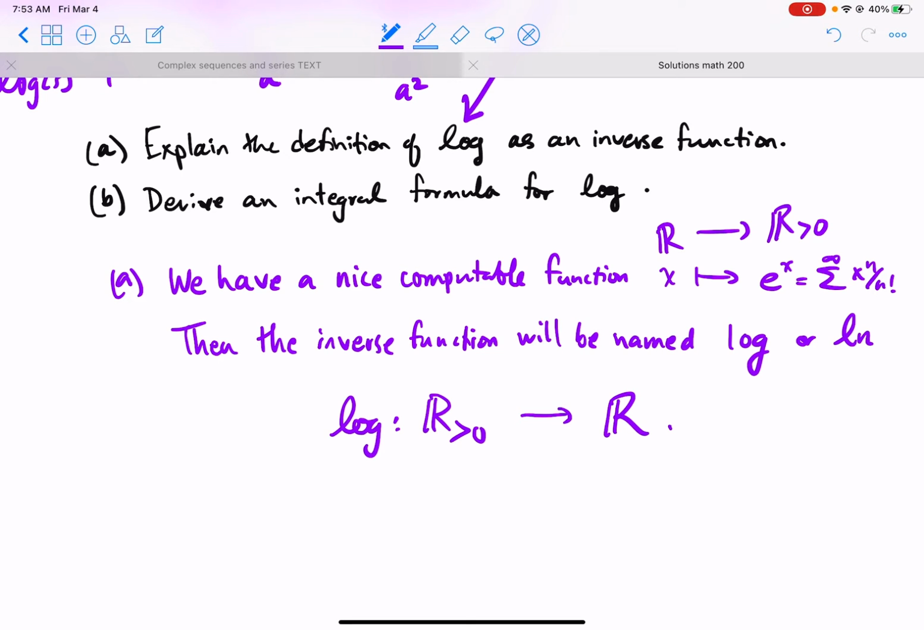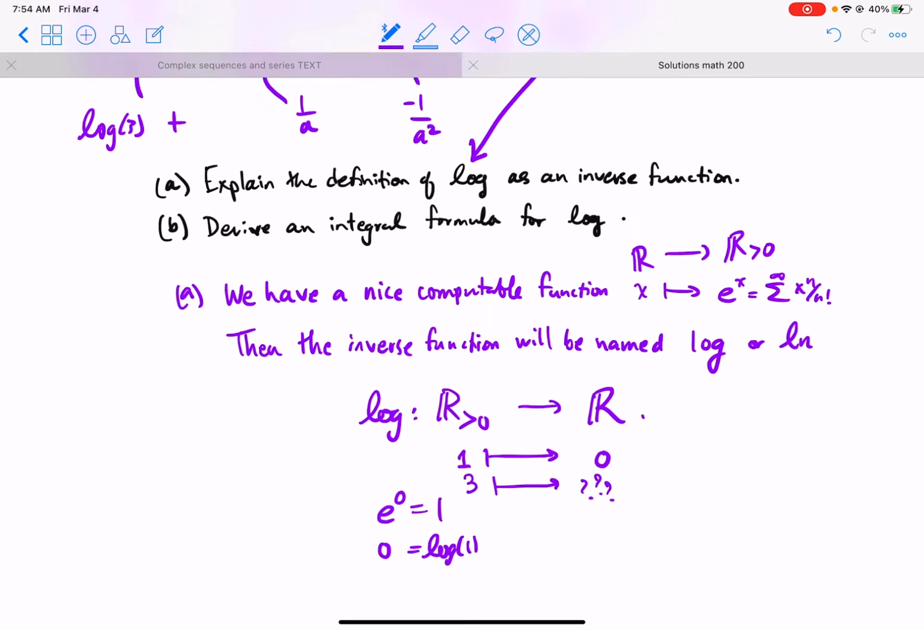Okay. Now great, this is helpful. We have no idea how to compute this. Pretty much because we know e to the 0 is 1, then we know that the log of 1 is 0. So good, we can compute what this does to the number 1. It sends it to 0. But we still don't know what it does to the number 3.